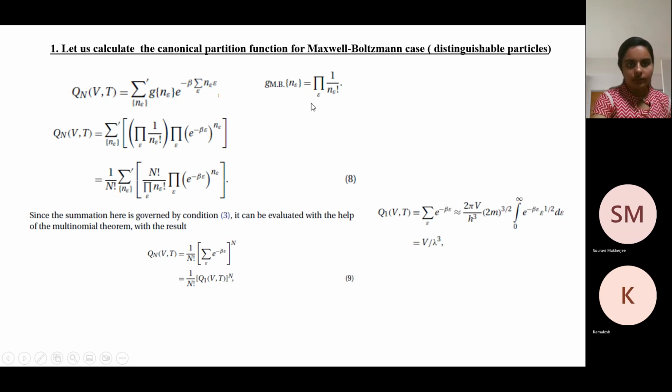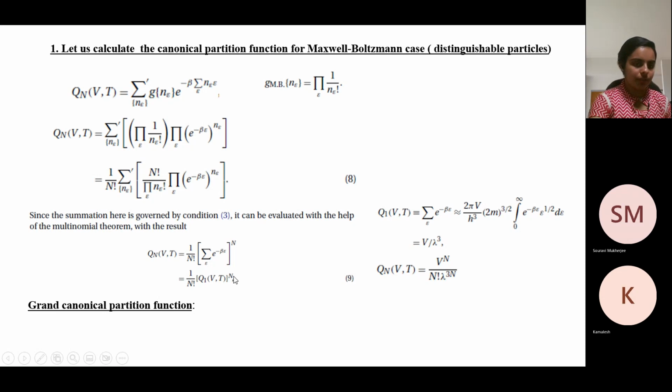So for free particles, you can just get back the same expression as V by lambda cubed, where lambda is the thermal wavelength. So this gives back the same relations as the classical case, right? And for n particles, you have to have a power of n there. And now if you have a grand canonical partition function, then you have to consider the fugacity term here, because now you can exchange particles.